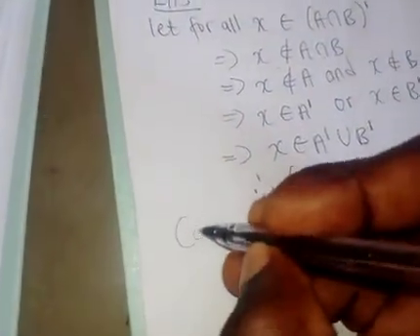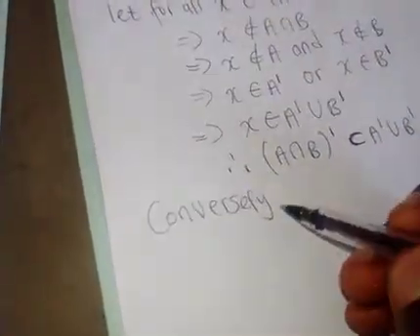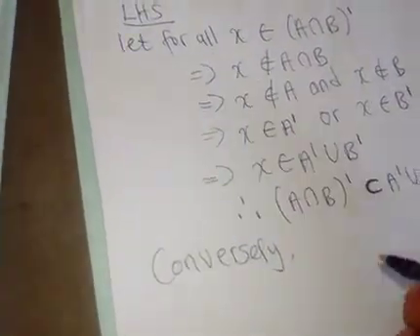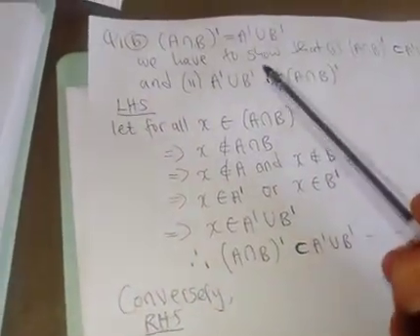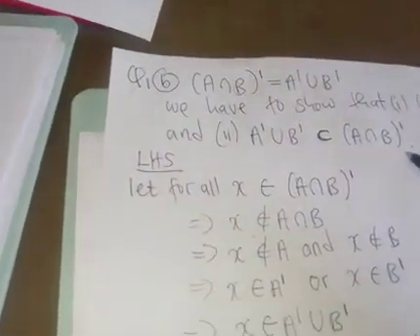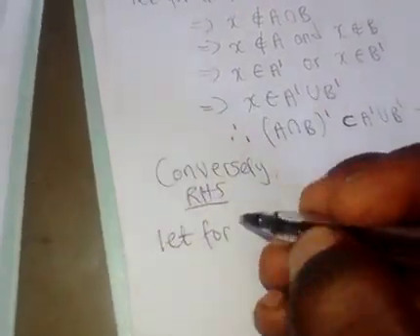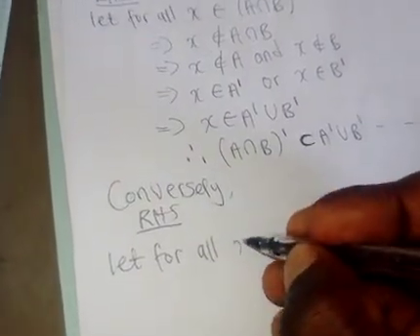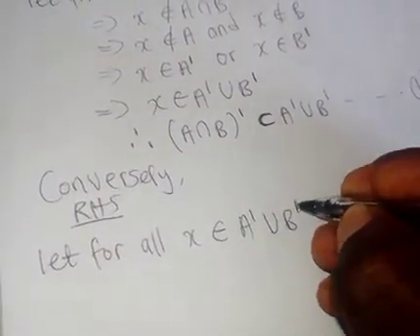Then conversely, right hand side. Now we start from the right hand side. So from the right hand side, what do we have? A complement union B complement. So you just start it one and the same. Let for all x's be members of what? What you have on the right there, A complement union B complement.